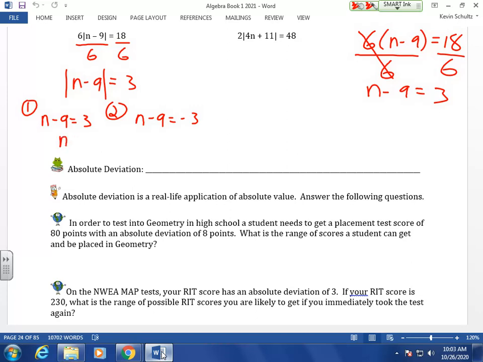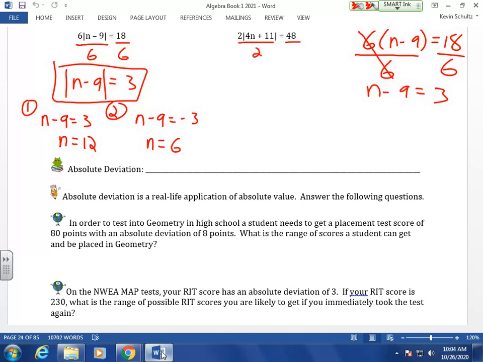So in this case, we'd add 9 to both sides, n equals 12. In this case, we add 9 to both sides, n equals 6. And if we plug those values back in, even in just this equation here, if n is 12, 12 minus 9 equals 3. Is the absolute value of 3 3? Yes. 6 minus 9 equals negative 3. Is the absolute value of negative 3 positive 3? Yes. So they both work. Okay. Second one, similar setup.